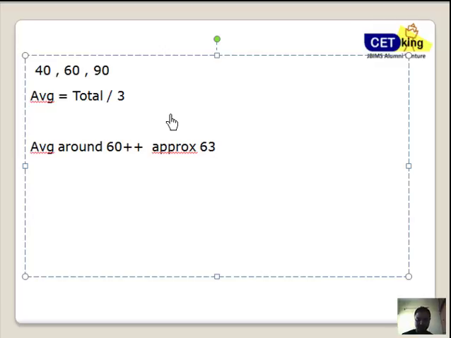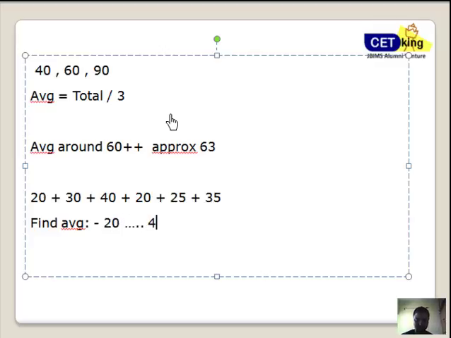Fine. So if I give you 6 numbers, 20 plus 30 plus 40 plus 20 plus 25 plus 35. 6 numbers. Find the average. Without using pen, without using any calculation. Total करना ही नहीं है, no total. Just मोटा मोटी कितना बनेगा? I don't want you to do the total.